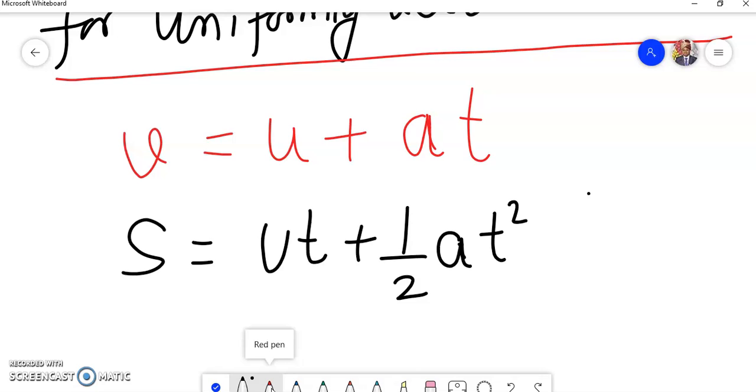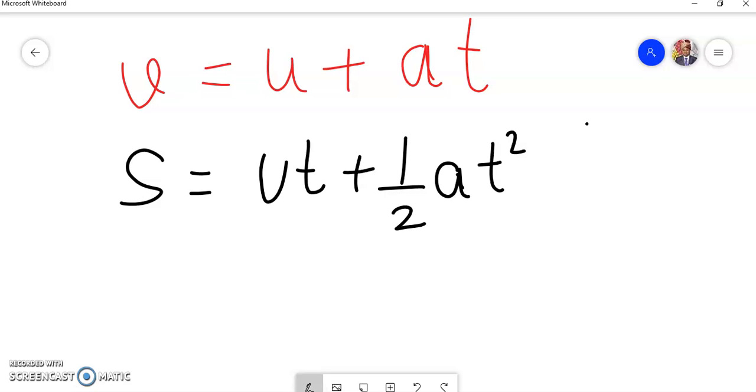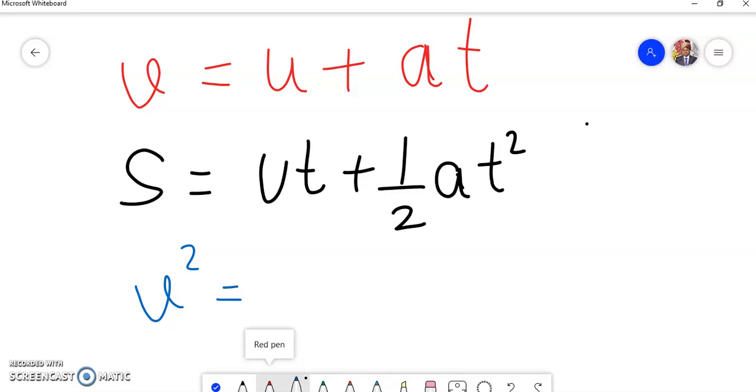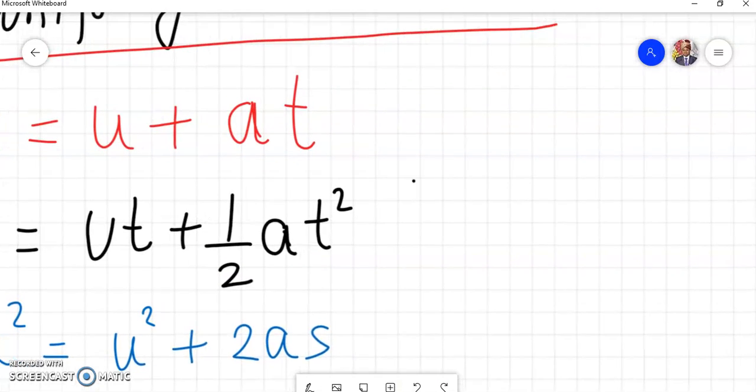If someone asks you what this s is, you will tell them that this is the displacement. This s is equal to ut plus half at square, and the last equation is v square is equal to u square plus 2as. To prove this equation, what we do is we take the help of a graph.